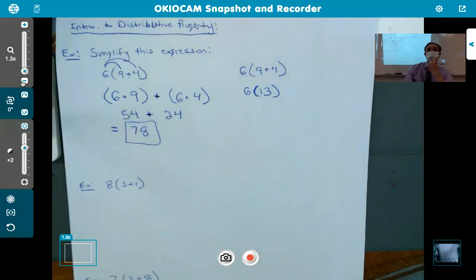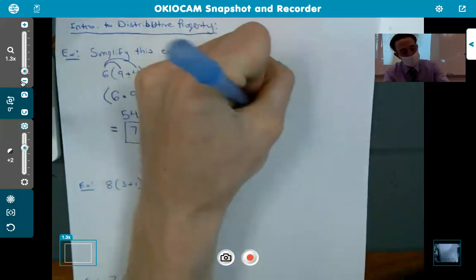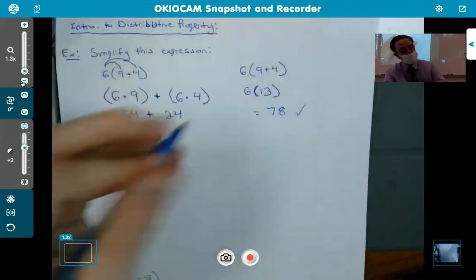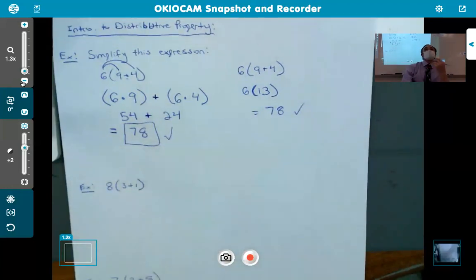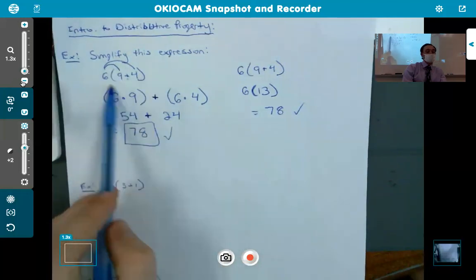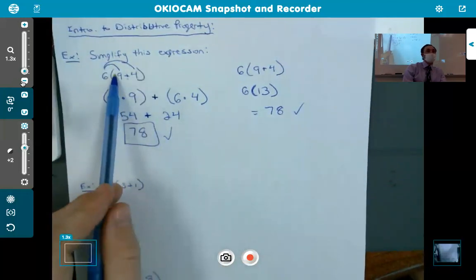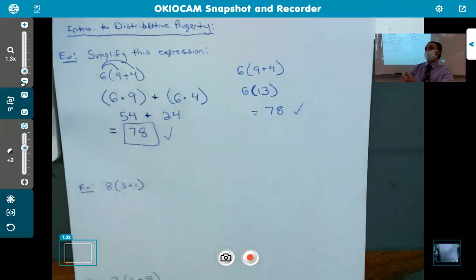Somebody want to verify for me what the answer to 6 times 13 is? 78. Well, notice that I got the same value as I did when I did the distributive property. So this is just a way for us to verify that that's the correct answer and make sure we're doing the right work with this property here. Okay. Are there any questions about that? So this is a way for you to go through and check your answers if you get something in the end that you're not 100% sure is correct or not. Everybody good?